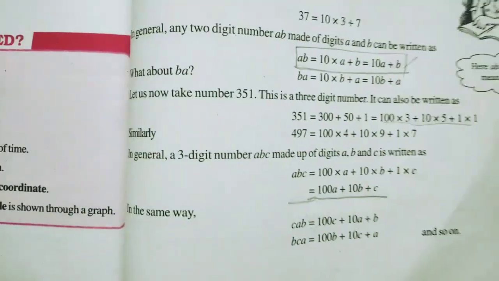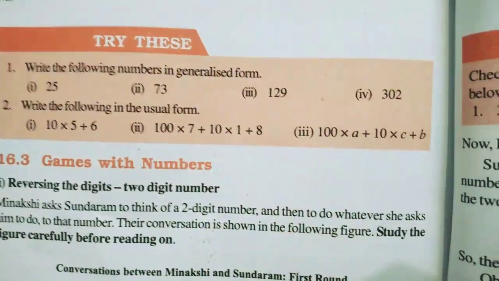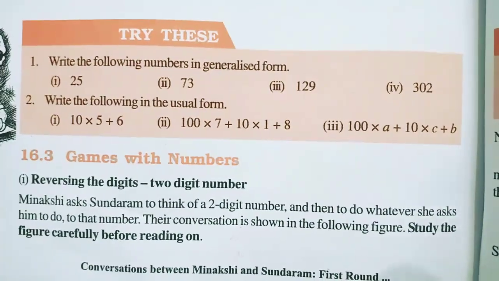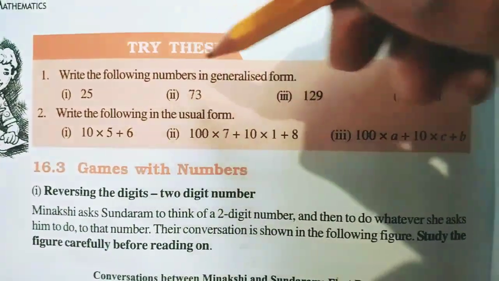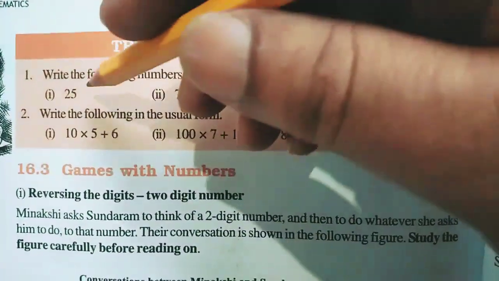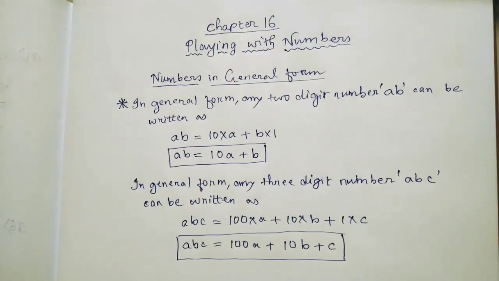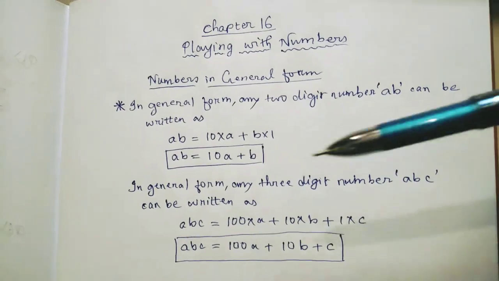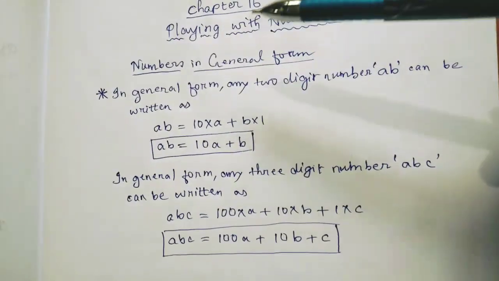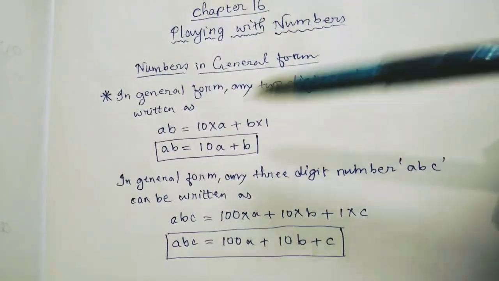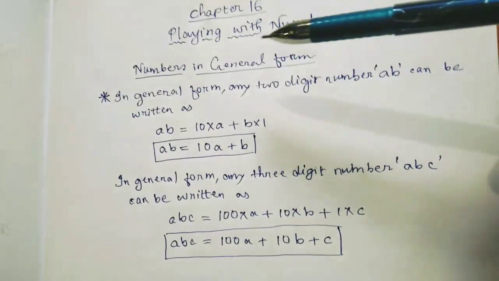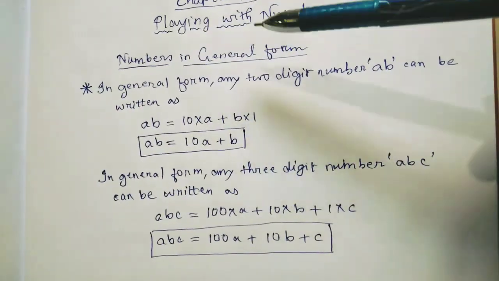Okay, so let's go to the next page. What is given in the next page? In the next page you can see "Try this" is given. So try this, you have to do this question. Write the following numbers in generalized form. So you have to break this number and write it in general form. So let's do it. Students, you can see here I have written it in a short way for your convenience. You will also write it in your notebook. So numbers in general form.